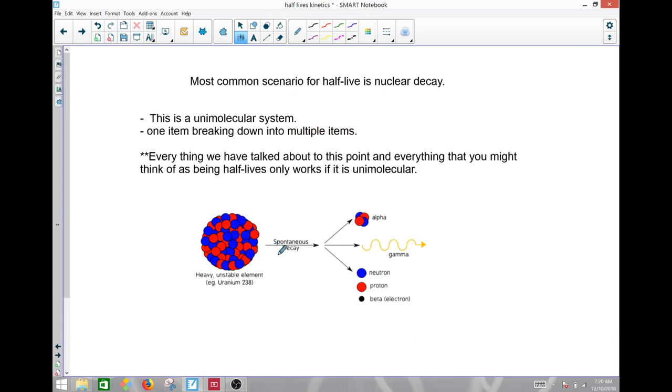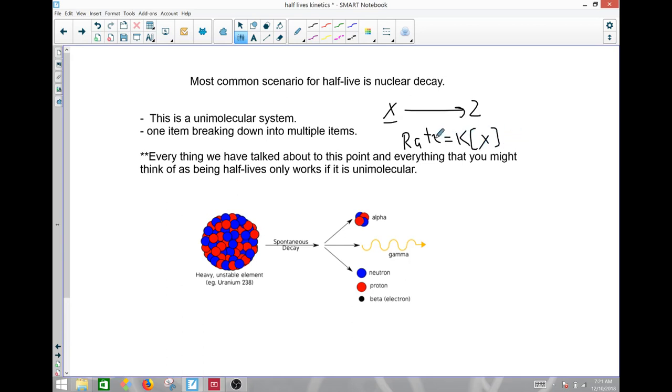All right, so the most common scenario for half-lives is nuclear decay. Again, this is what we call a unimolecular system. So I have substance X simply breaking down into substance Z. Here's an example of this particular reaction. Again, it's a one-item reaction where I'm not waiting for two things to collide. But keep in mind, for a unimolecular one-step reaction, we're always going to be first order. So the rate equals k times the concentration of X.